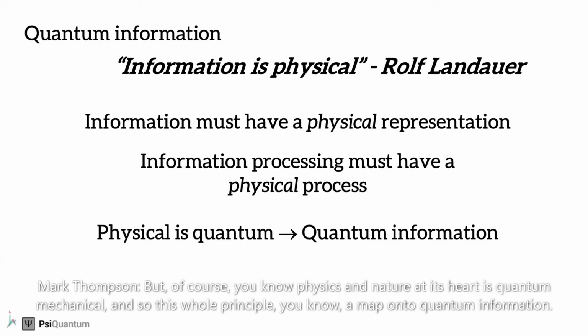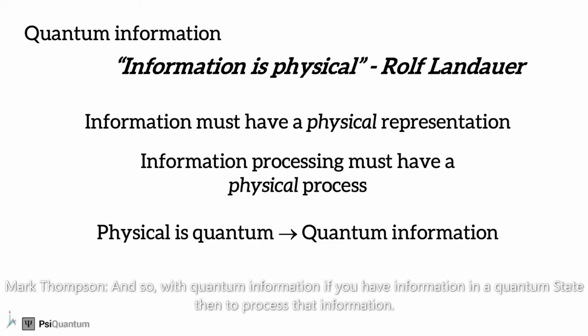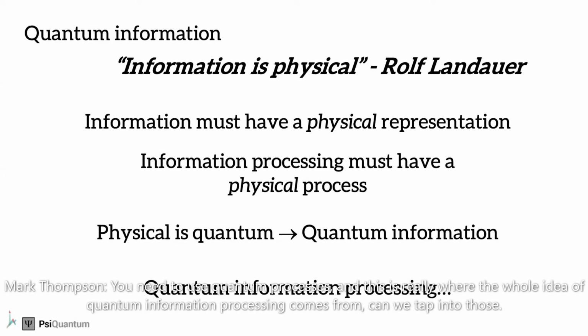But of course, physics and nature at its heart is quantum mechanical. And so this whole principle is mapped onto quantum information. With quantum information, if you have information in a quantum state, then to process that information, you need to use quantum processes. And this is really where the whole idea of quantum information processing comes from.